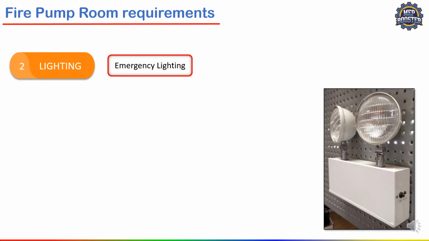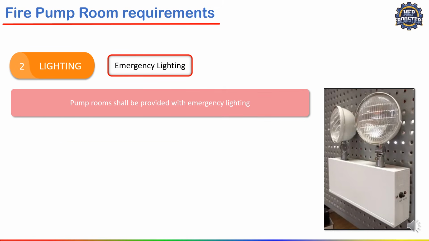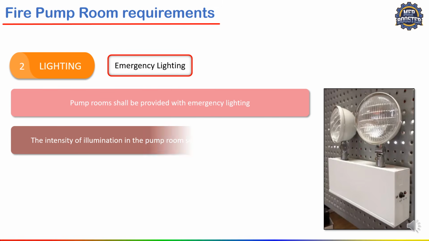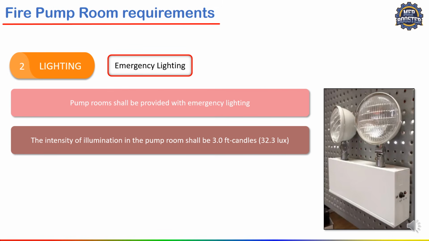See, same here they have given. We need to install the emergency. So pump room shall be provided with emergency lighting. The reason I have discussed: during power outage or emergency situation, we need it. This emergency light should be connected to an independent power source, such as battery backup or generator. The intensity of illumination in the pump room shall be 3 foot candle.